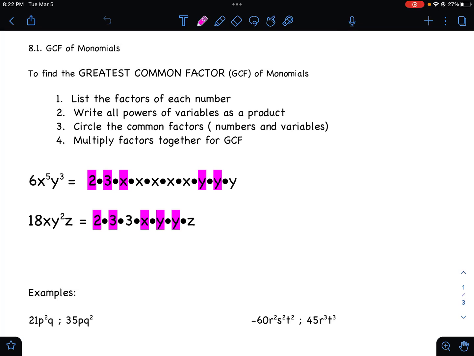Today we're going to find the greatest common factor of a monomial. So if I gave you these two monomials, you would look to see what things go into them evenly, and you'd list out all the factors. So one option is to know that 6 is 2 times 3.